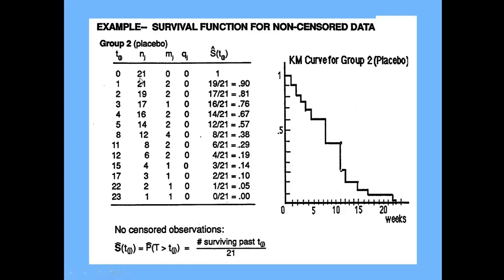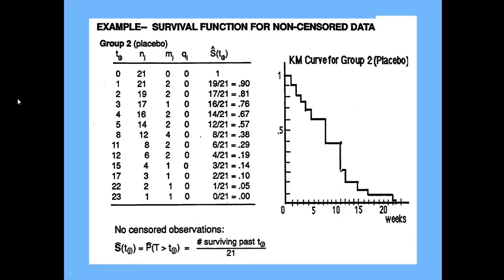And you notice nobody failed at the beginning of the study, and also nobody was censored at the beginning of the study. So the m sub j, or m sub 0, and q sub 0 is 0. And the survival probability is 1, because everybody in the risk set survived. So it's 21 over 21, that's 1.